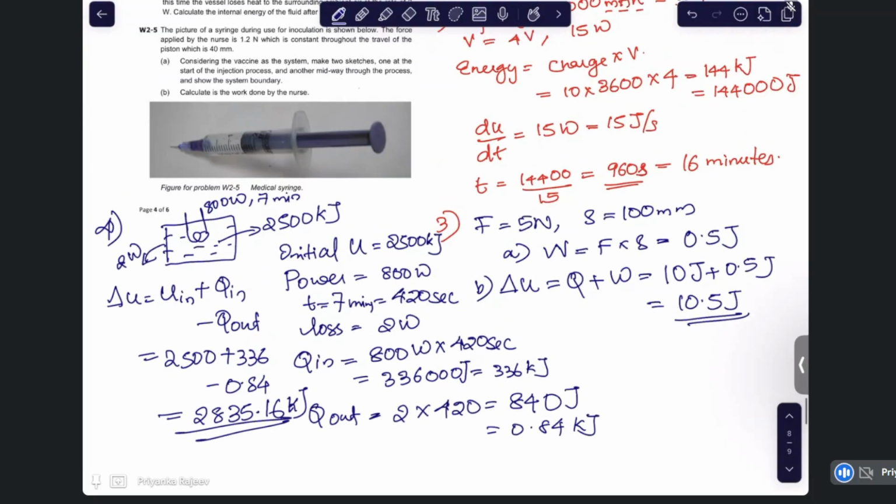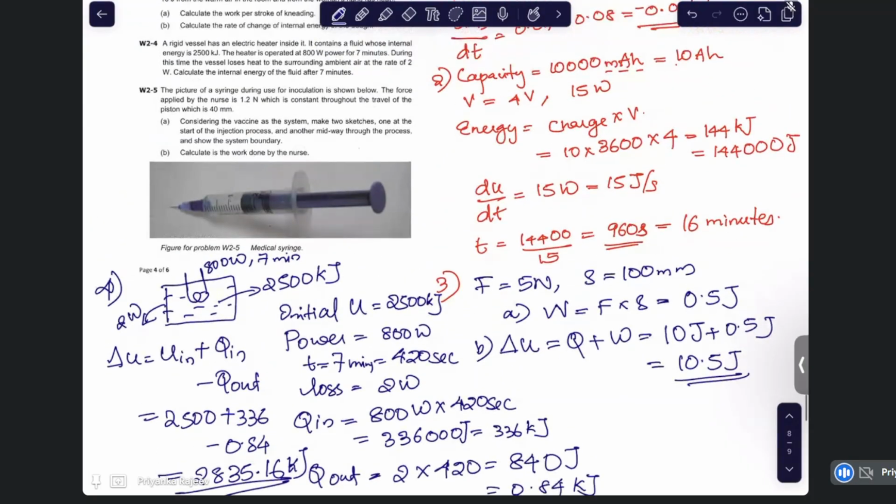Now, fifth question. The picture of a syringe during use for inoculation is shown below. The force applied by the nurse is 1.2 Newton, which is constant throughout the travel of the piston, which is 40 mm. So force is given, displacement is given. You can calculate work. Then considering the vaccine as a system, so inoculation is vaccination.